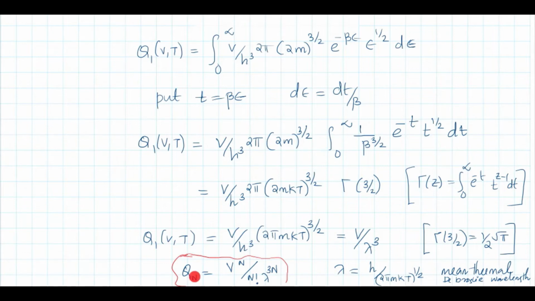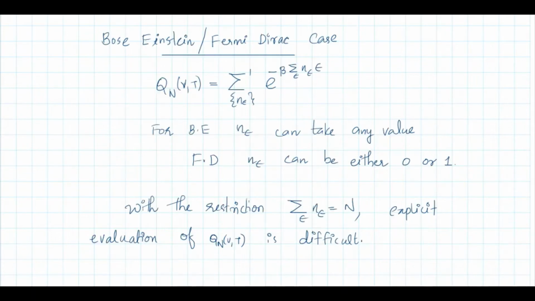We have Qn equal to Q1 raised to n divided by n factorial. So that becomes 1 by n factorial into V raised to n lambda raised to 3n. This is the n particle partition function in the case of Maxwell-Boltzmann, that is, for systems obeying Maxwell-Boltzmann statistics, for classical systems.